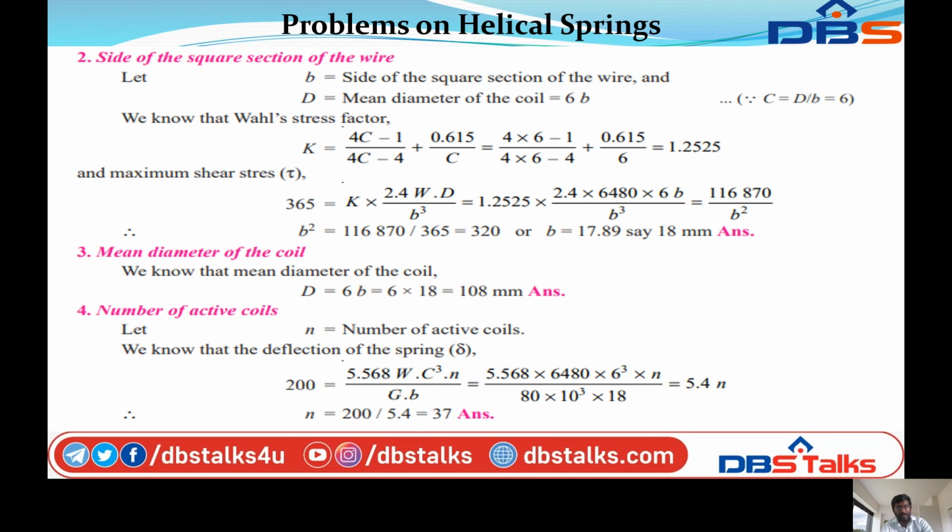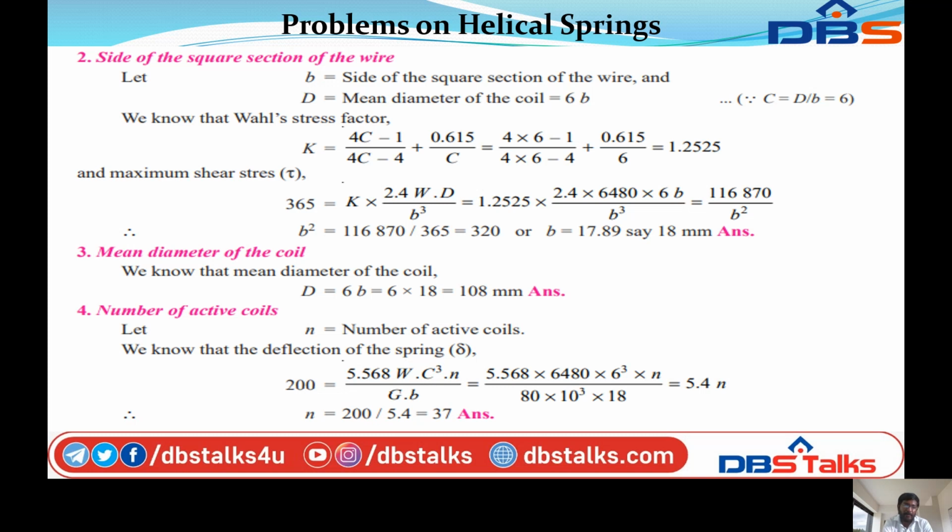Next, you can calculate the mean diameter of the coil. We know that the mean diameter of the coil D is equal to 6b. Substituting b in this formula, D is equal to 6 into 18, that is equal to 108 mm. So capital D is equal to 108 mm.